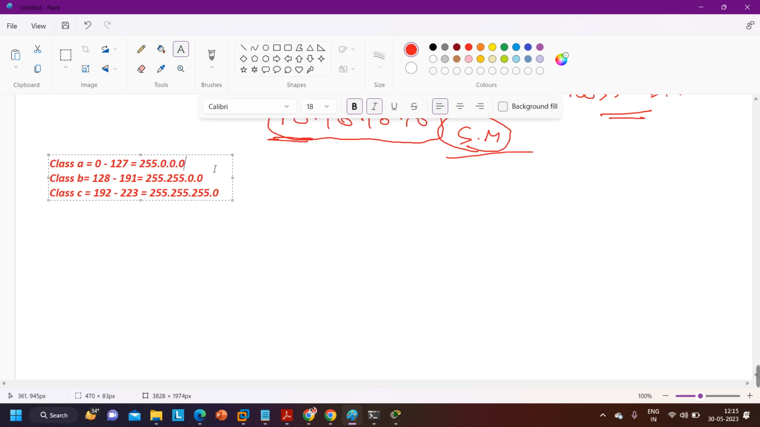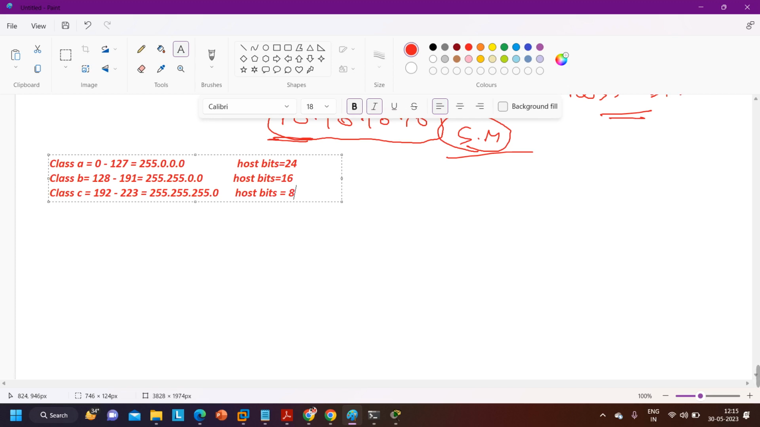Now you tell me, what are the host bits in class A? 24. Definitely 24, because the total size of an IP address is 32. Out of 32 bits, 8 bits are network bits, so definitely 24 bits are host bits. For class B, 16. And definitely for class C, 8 bits.